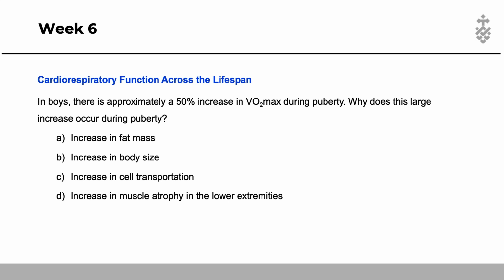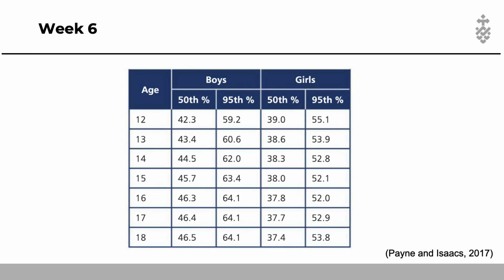Increase in fat mass. I know it's not going to be that because the amount of fat that I'm carrying is not going to positively influence VO2 max. The answer is option number B there. So it's an increase in body size that results in this large increase in VO2 max for boys during puberty. We see the average ranges of VO2 max for boys and girls during that time range there. And we can see that for boys it increases, whereas for girls, VO2 max from 12 years of age to 18 years of age actually decreases.